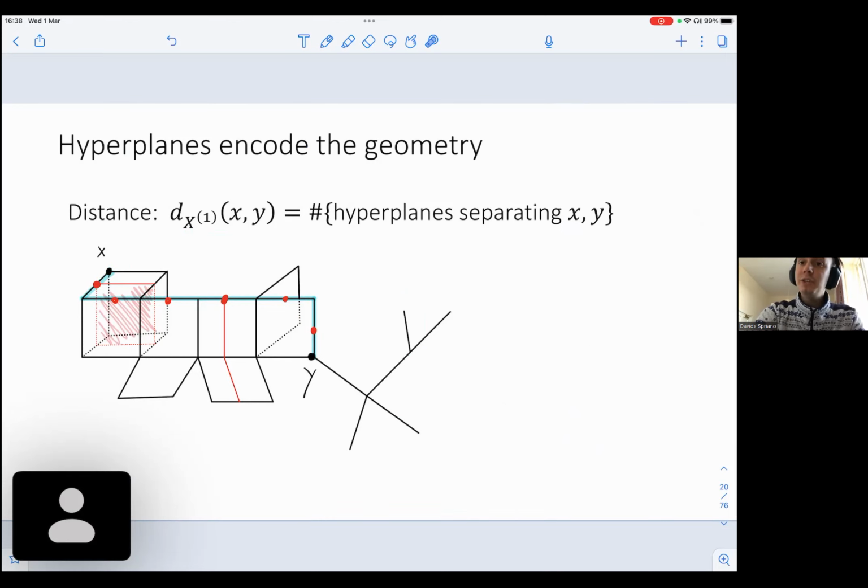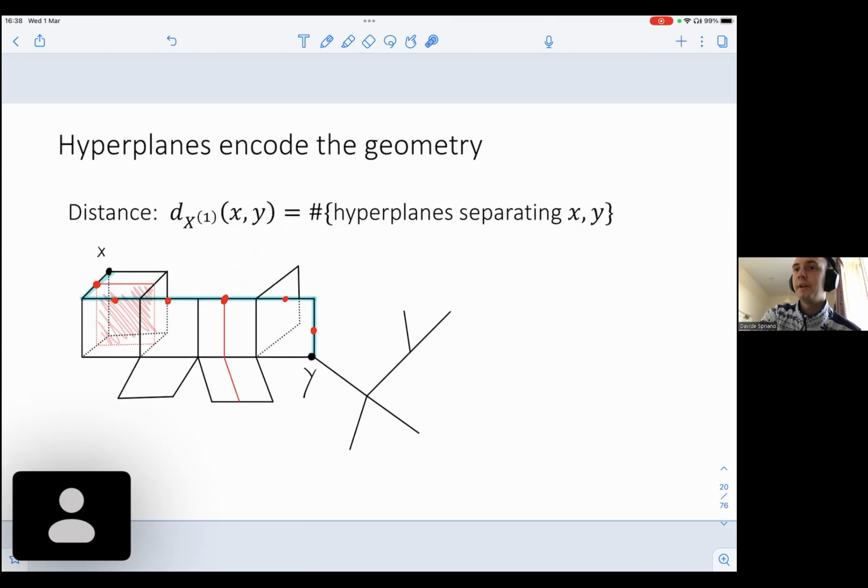And then clearly each hyperplane that separates x and y needs to be crossed. And since hyperplanes are convex, each hyperplane can be crossed exactly once. So each hyperplane that separates x and y needs to cross this path, and each hyperplane that is crossed by that path needs to separate x and y because of convexity.